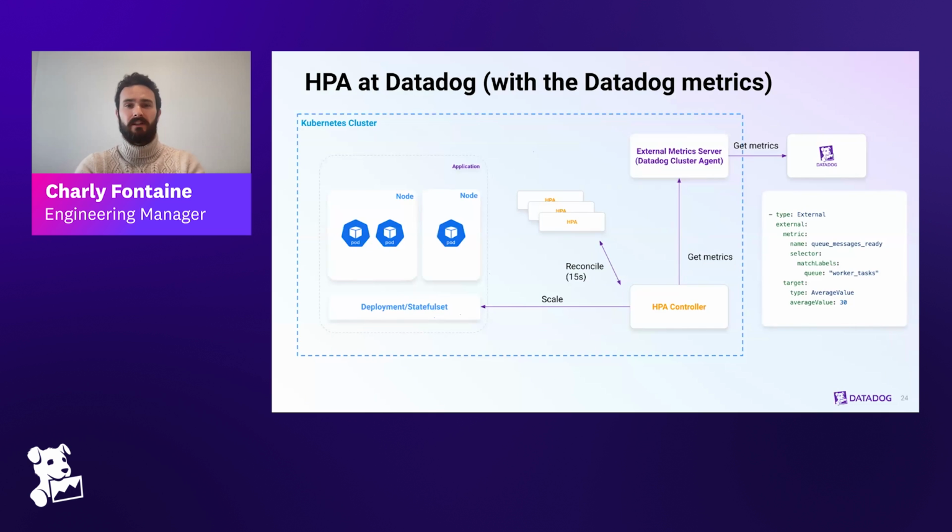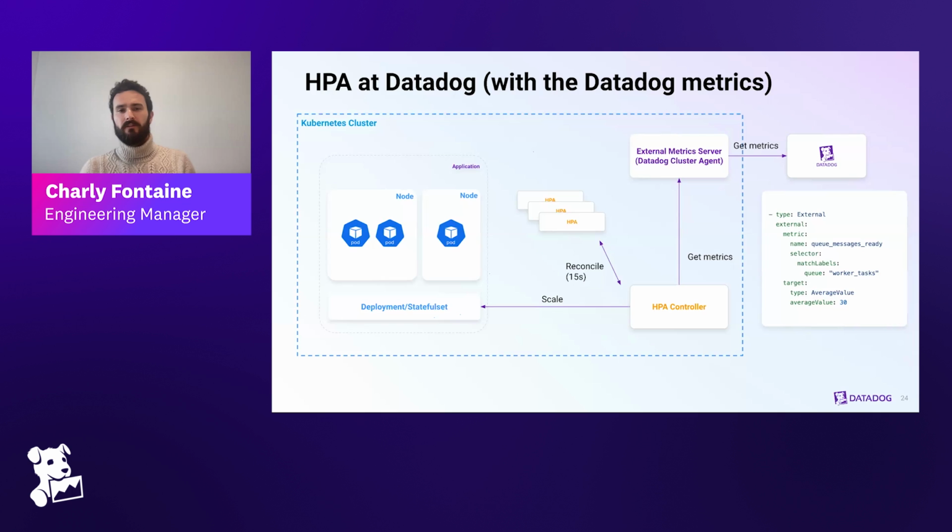And so, as I mentioned earlier, there is another type of metric that is available, the external one, which is supported by an external metrics server. And this is the one that we use at Datadog. It works similarly to the regular metrics server in that it is registered as an API service route in the API server. However, there is no common provider backed by the community, so it's up to the user to implement their own.